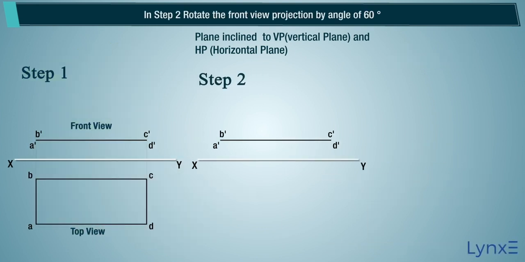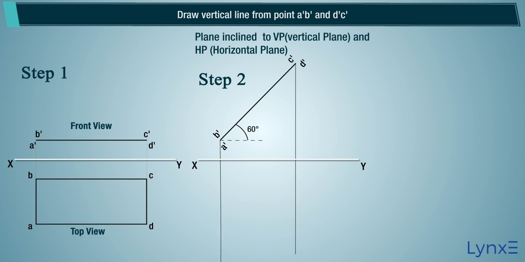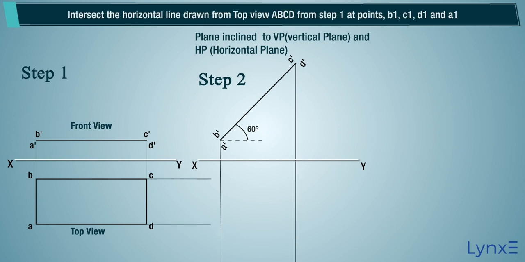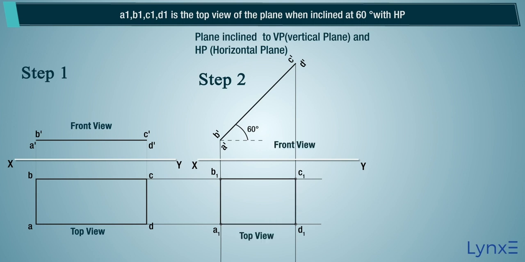In step 2, rotate the front view projection by an angle of 60 degrees. Draw vertical lines from points a', b', and d', c'. Intersect the horizontal lines drawn from top view ABCD from step 1 at points b1, c1, d1 and a1. a1, b1, c1, d1 is the top view of the plane when inclined at 60 degrees with HP.